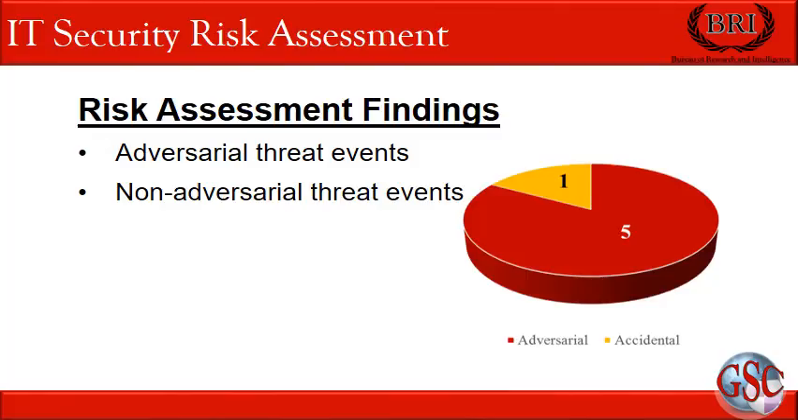BRI was found to have a majority of adversarial threat events as opposed to the non-adversarial threat events occurring throughout the organization. As you can see in the figure here, of the 6 total events, 5 were deemed adversarial and only 1 is accidental.